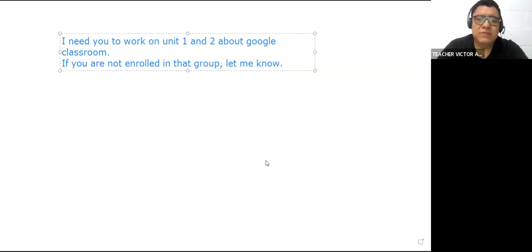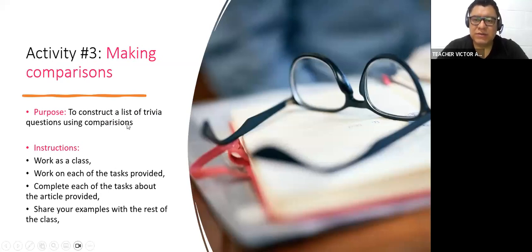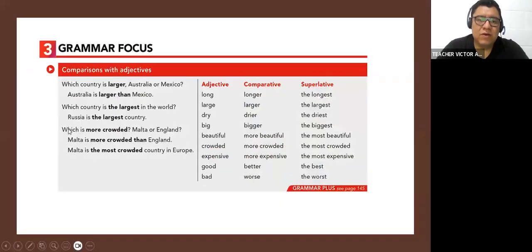Now let's continue. We'll work on this activity. Activity number 3, it says making comparisons. For this activity, you will write a list of trivia questions using comparisons, somehow like the previous questions that I asked you at the beginning, but this time using comparisons. We had this part, comparisons with adjectives. You might remember that we studied some of these questions yesterday.